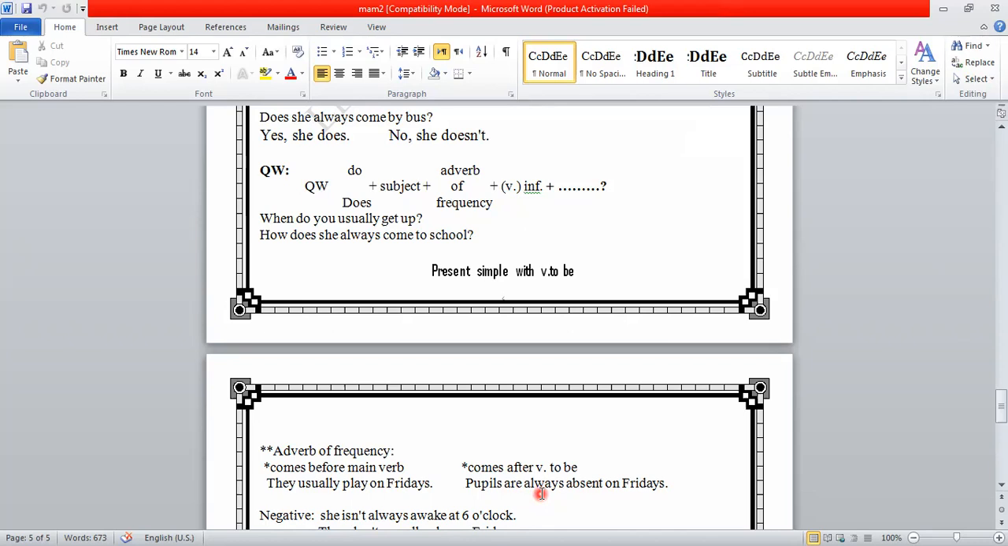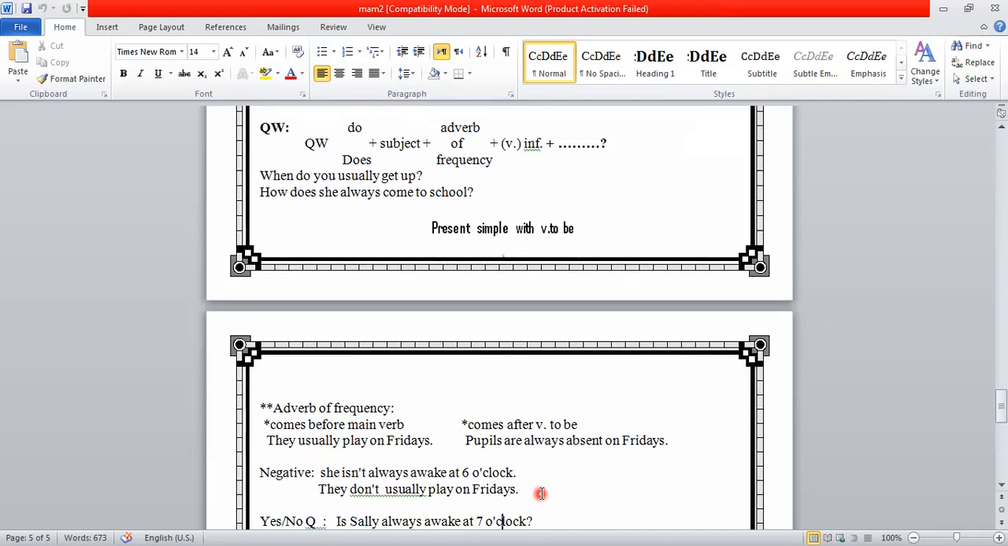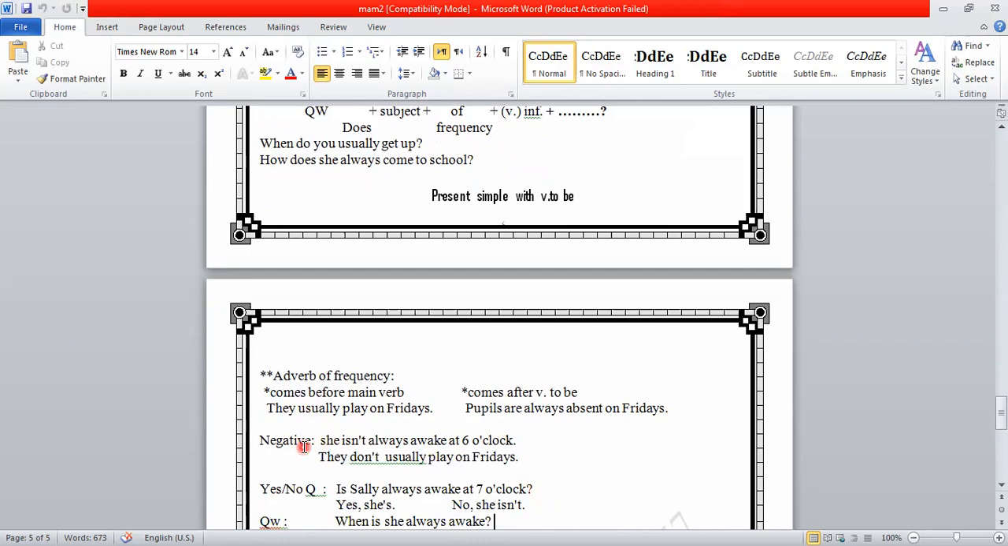Okay. What about the negative form, the yes or no question, and the question word? We do all these parts of the sentence as we do with the main verb. In the negative form, she isn't. We put not for the negative form. She isn't always awake at 6 o'clock. Here also, always, the adverb of frequency, comes after verb to be. But if it's the main verb, they don't usually play on Fridays. Okay.